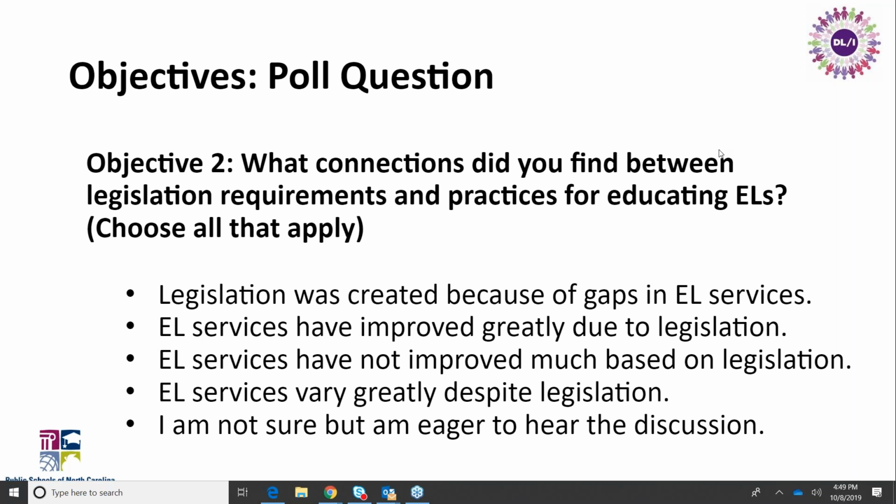What connections, and this is from one of your objectives for chapter 2, what connections did you find between legislation requirements and actual practices for educating our English learners? And you've touched on some of this already. So again, some of these kind of are opposites. Legislation was created because of gaps in EL services. EL services have improved greatly due to the legislation, or maybe they haven't improved much based on the legislation. EL services vary greatly despite the legislation, or I'm really not sure, but I want to hear some more. And you can choose all that apply.